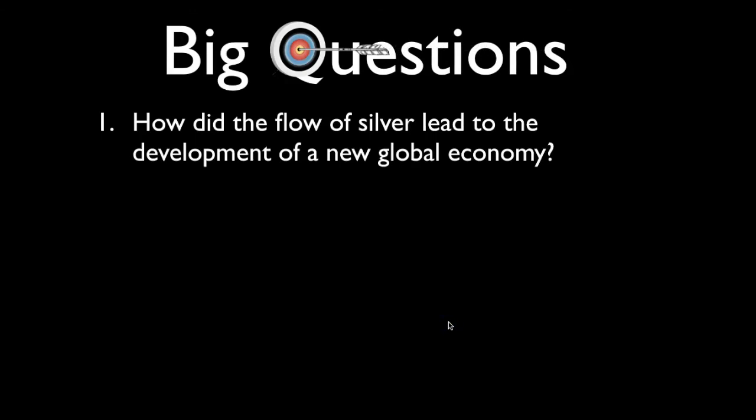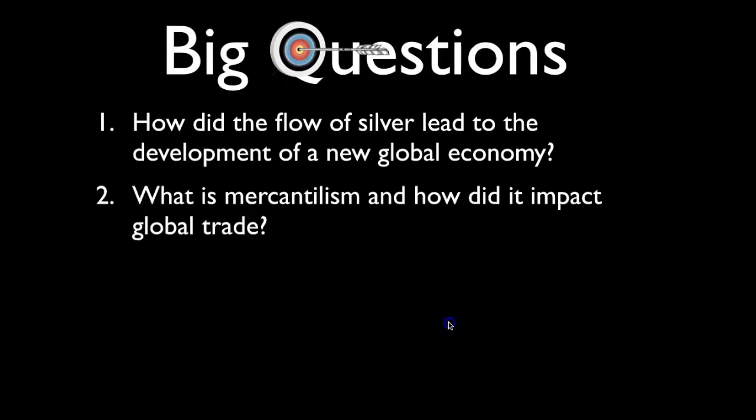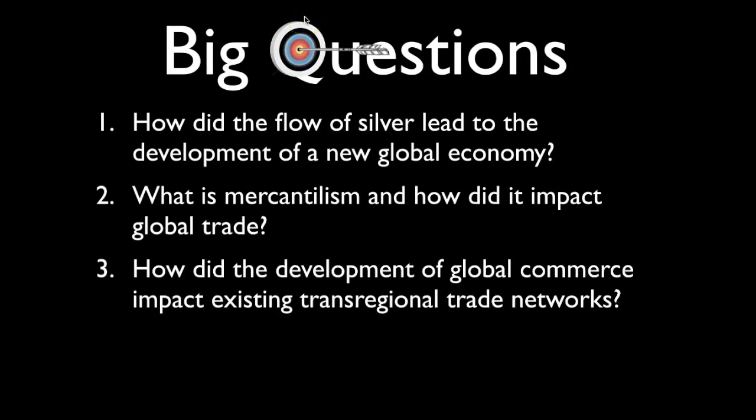The big questions you should be able to answer after watching this video. First, how did the flow of silver lead to the development of a new global economy? Second, what is mercantilism and how did it impact global trade? And third, how did the development of global commerce impact existing trans-regional trade networks?